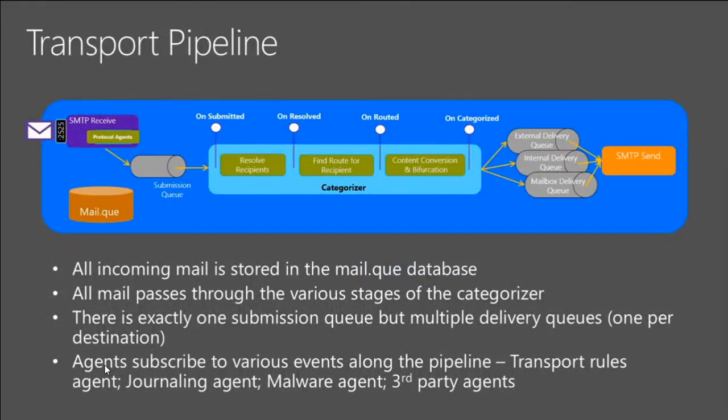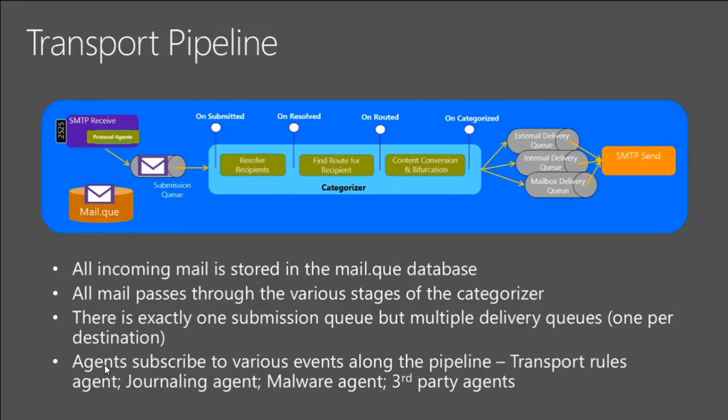So I have a piece of mail here that's coming in. One thing to keep in mind is that we will only accept mail or return back a 250 OK to the sender once we have saved a copy of that mail. So the first thing we'll do is that copy of the mail is actually saved in the mail.q database that is on the box. So mail comes in, gets saved there. Now that we have a copy, we are ready to process it. That piece of mail will now get into the submission queue. The submission queue is where all incoming mail comes. There's only one of it. I think it has a limit of 10,000 messages or so.